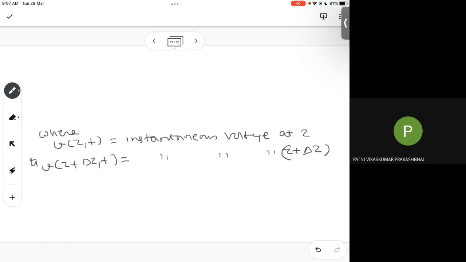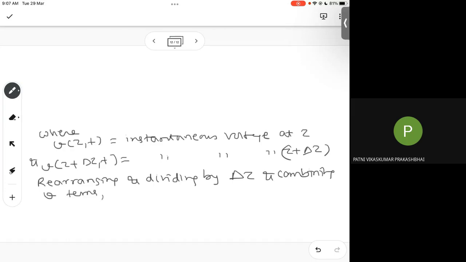Now, the equation that I got, the first equation, I rearrange and divide throughout by delta Z, combining the V terms together, because there are two terms, one is the R term, one is the L term. So the V terms we keep together. It is just simply dividing throughout by delta Z, bringing the V terms together on the left hand side, other terms on the right hand side.